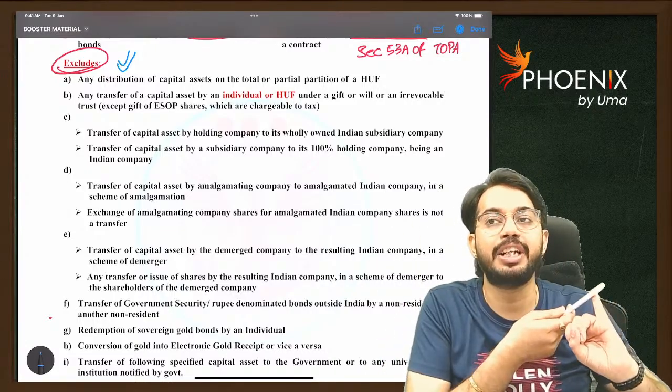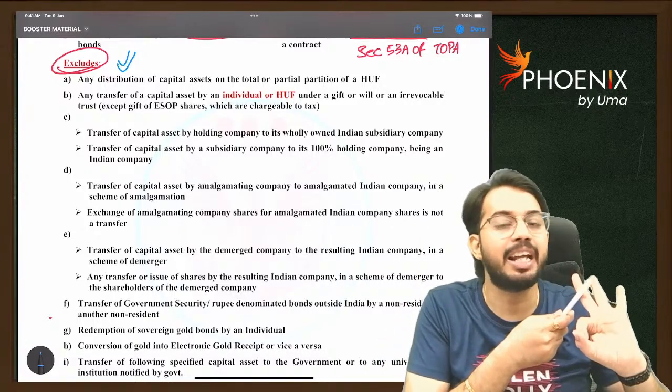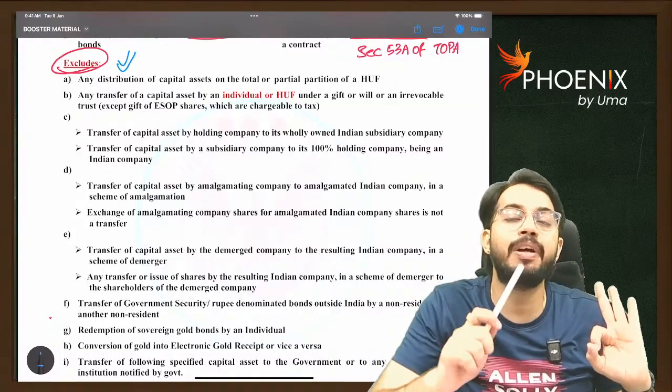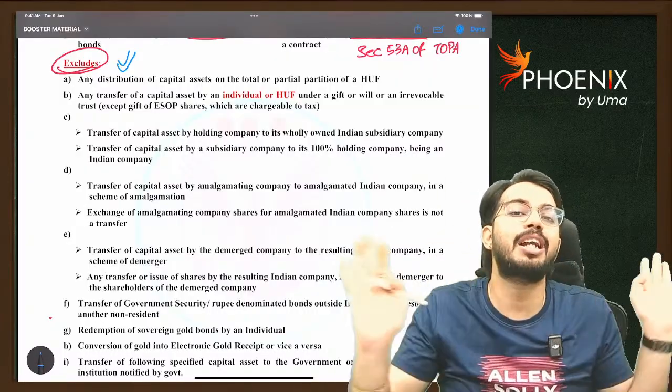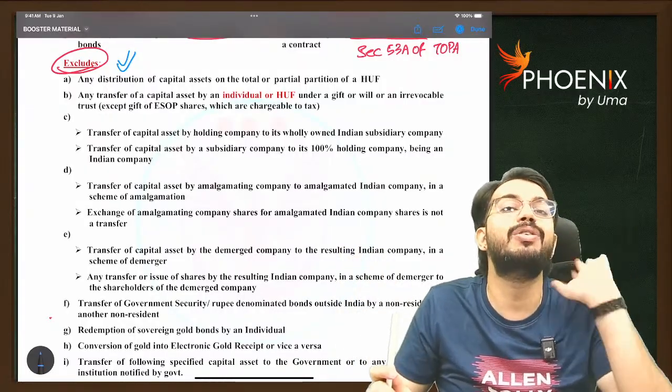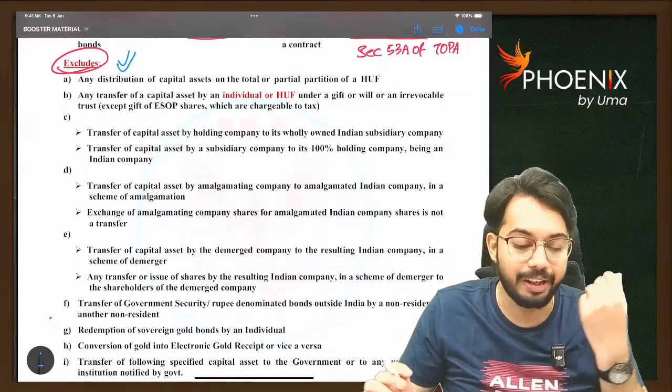So gift transaction, will transaction, inheritance transaction. By these three ways, if you transfer any capital asset, capital gains are not required to be calculated because these three transactions are excluded from the definition of transfer. Is it clear?